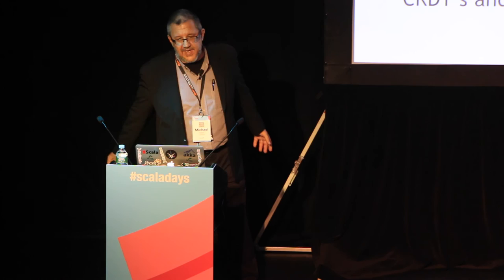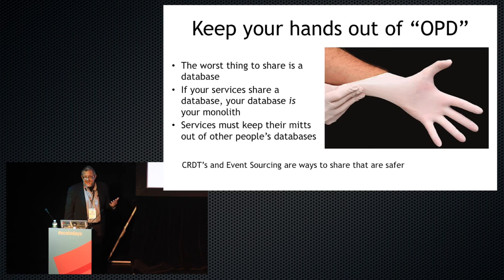The most egregious pattern that we see, that leads to many of the others and brings many of them together, is to not keep your hands out of other people's databases. Essentially, the worst thing to share is a database. If your services share a database, then your database is your monolith. So if you've done microservices but you share a database, all you've done is move the monolith. It's now in that box over there marked database.